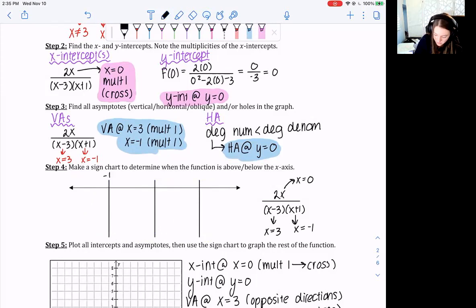Okay, we have -1, 0, 3. I'll go ahead and choose test values everywhere, but you can also use that trick we learned yesterday to only have to use test values once, if you would like. So, let's see.